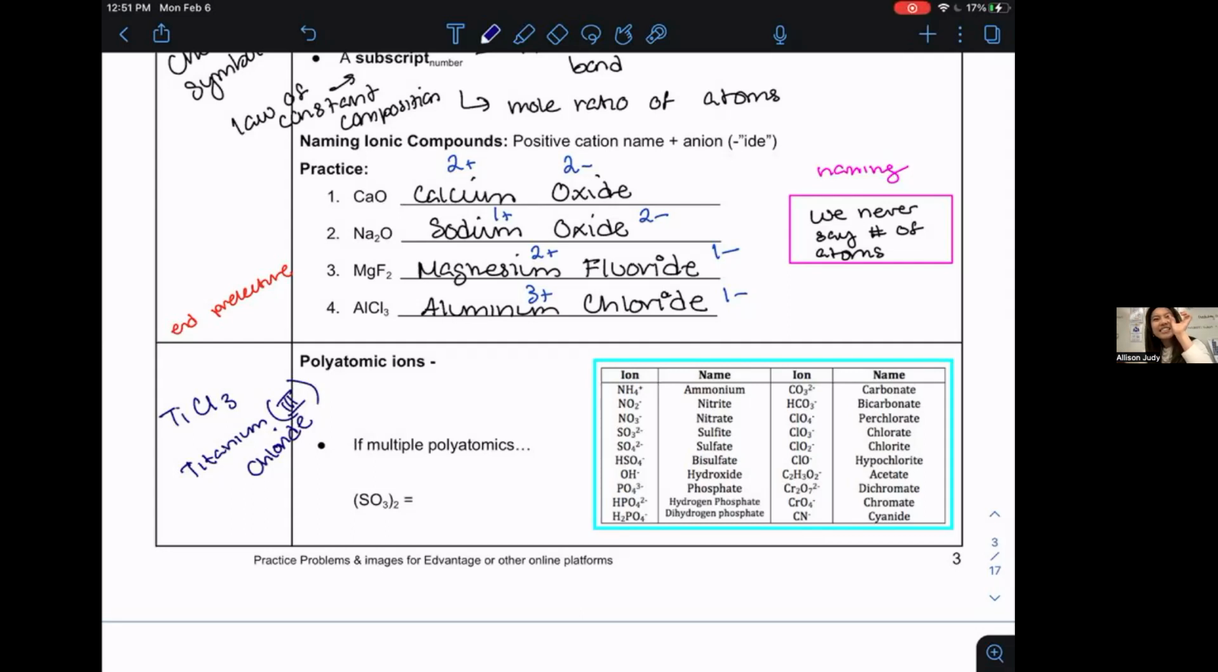Titanium(III), you have to signify the charge based off of the Roman numerals. Otherwise, you'd never know. I could say titanium chloride and it could be titanium 2, it could be titanium 1, it could be titanium 5, 6, 7. You usually don't go past that. But okay, that's why it matters.